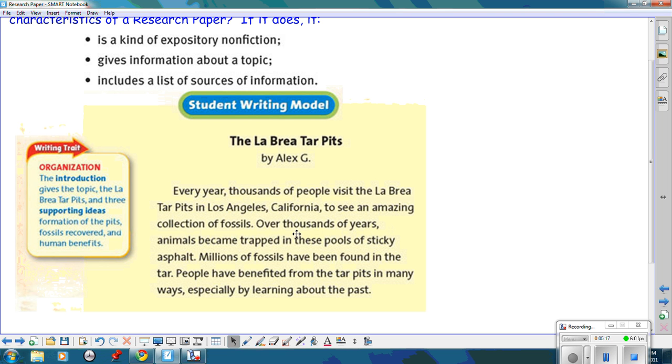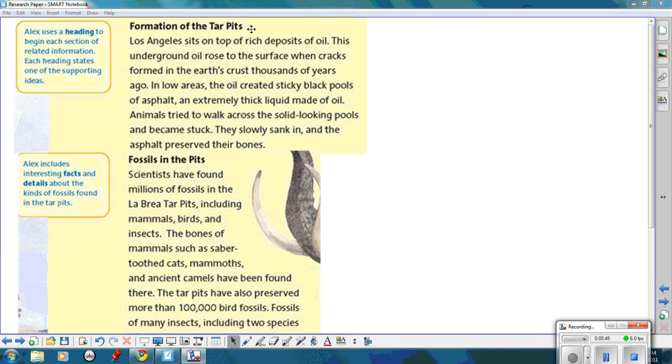So right here: over thousands of years, animals became trapped in these pools of sticky asphalt. Millions of fossils have been found in the tar. People have benefited from the tar pits in many ways, especially by learning about the past. Each of those sentences will then have a paragraph attached to it in the rest of the research paper. So it's important to put your main idea and your big supporting ideas in that introductory paragraph. And again, these are the first 2 paragraphs of the main body of the research paper, and there's one more on the next screen that we'll see. Each of those headings talks about the information that was listed in that first paragraph, the sentences that were made into paragraphs.